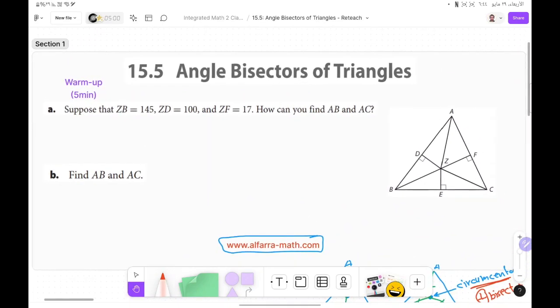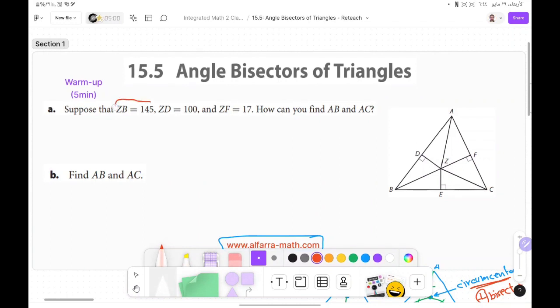Suppose that ZB is equal to 145. So from Z to B is 145. Now which side also represents 145? We know that ZC is 145, and also from Z to A is 145, because this center here, which is Z, represents the circumcenter.